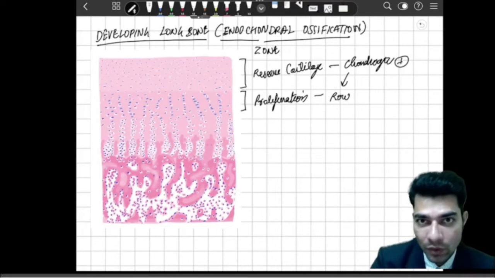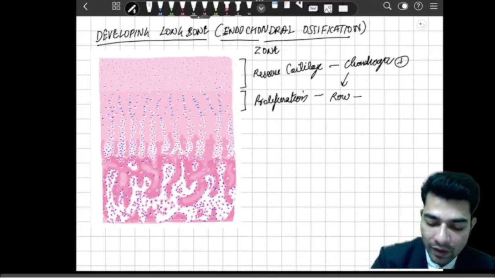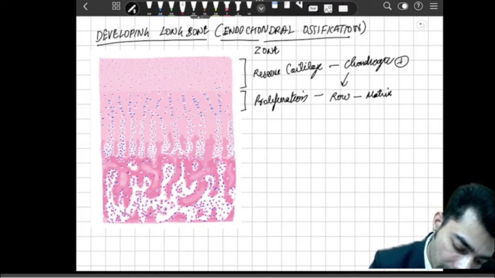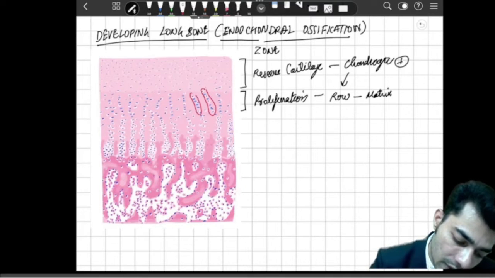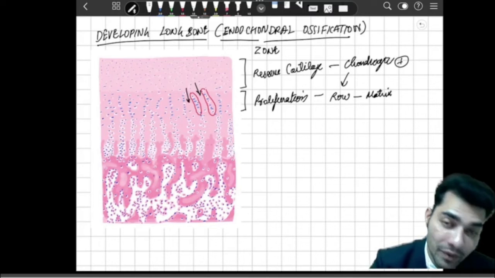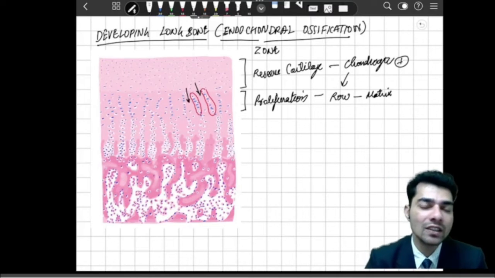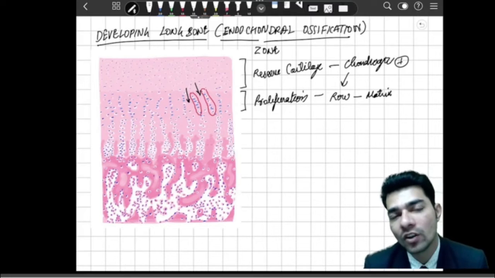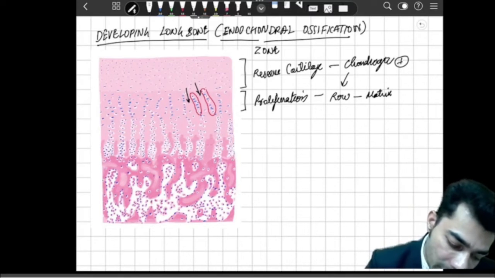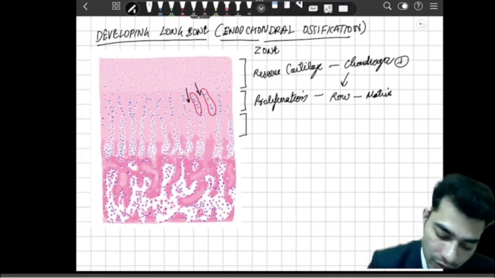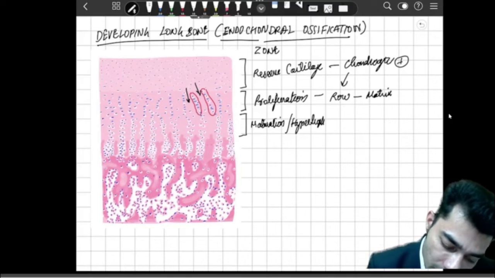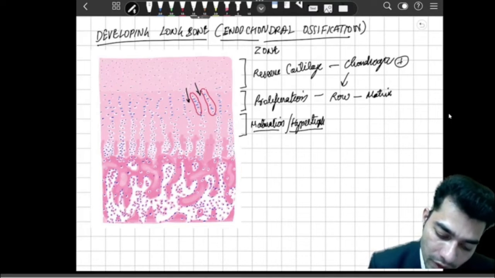Okay, multiple rows between which a matrix is laid down. So here you can see these are the rows of chondrocytes. Between each row of chondrocytes, what is this? This is the matrix laid down in between. Okay, this is seen in the zone of proliferation, where the chondrocytes mitotically divide, followed by the next zone, that is the zone of maturation, or zone of hypertrophy.